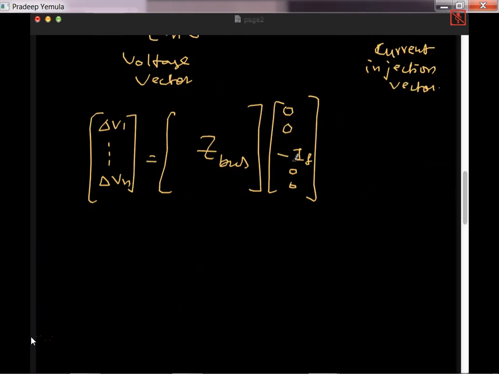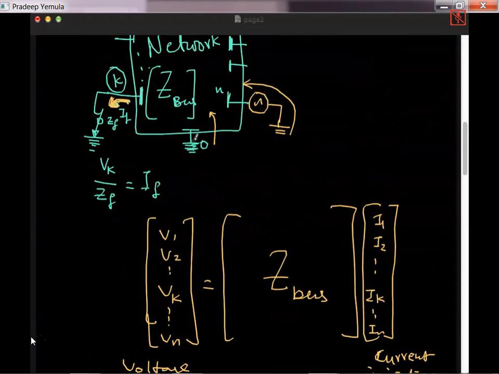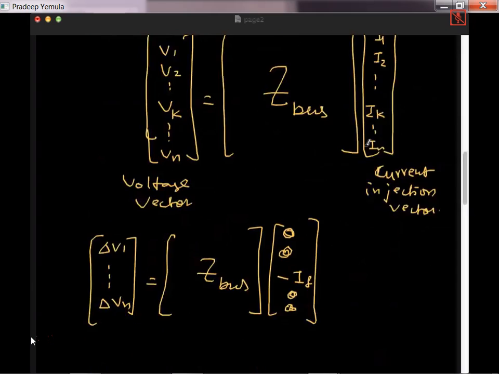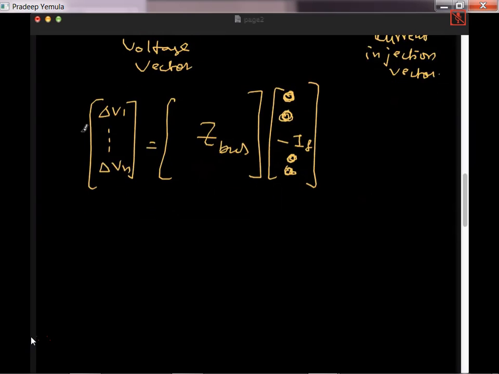From this you see these are all zeros, there is no change in the others. You can say there is a change in the ground current here, but the ground current is not included in this matrix, so we don't have to worry about that. Only this minus IF is coming here. So what happens now, because all the other columns are 0, then this delta V1, delta V2 and so on up to delta Vn, what happens to this?